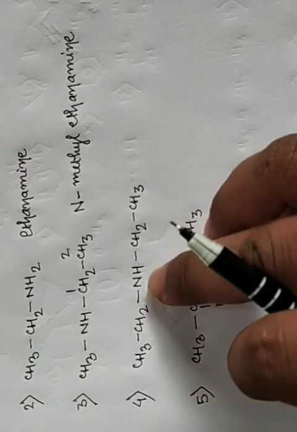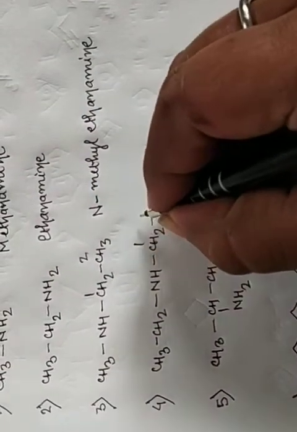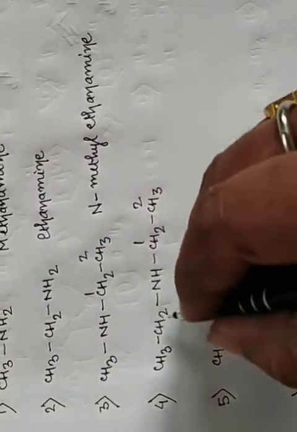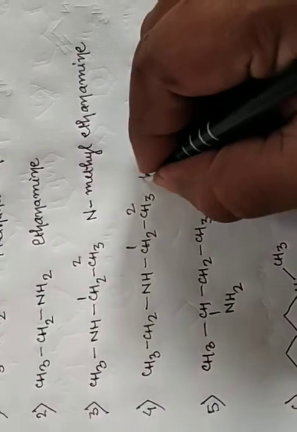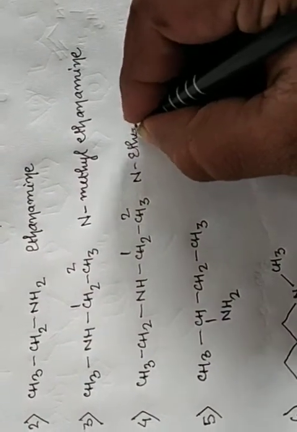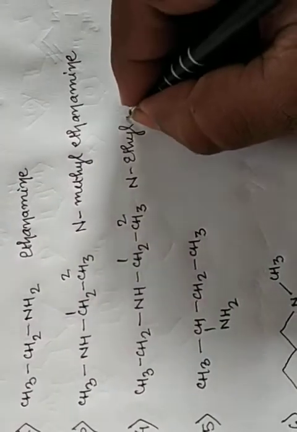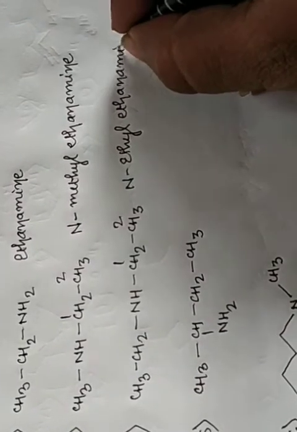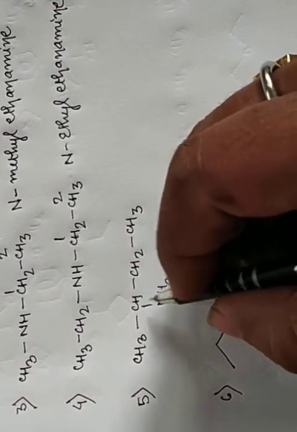Now on both sides the carbons are the same: there are 2 carbons on this side and 2 carbons on that side. So N is attached to this substituent, C2H5. C2H5 is ethyl, so N-ethyl. And the same, there are 2 carbons, so ethanamine. Clear? 100%? Okay.